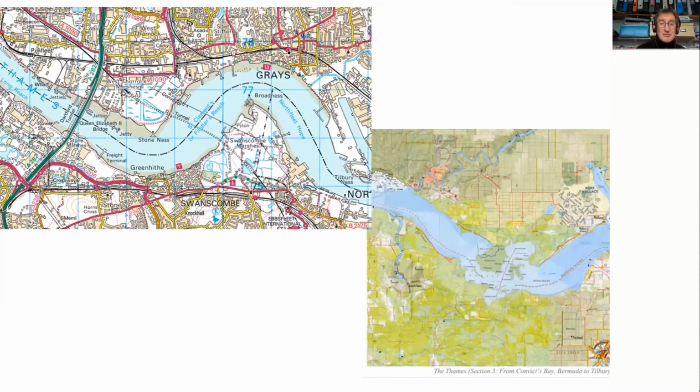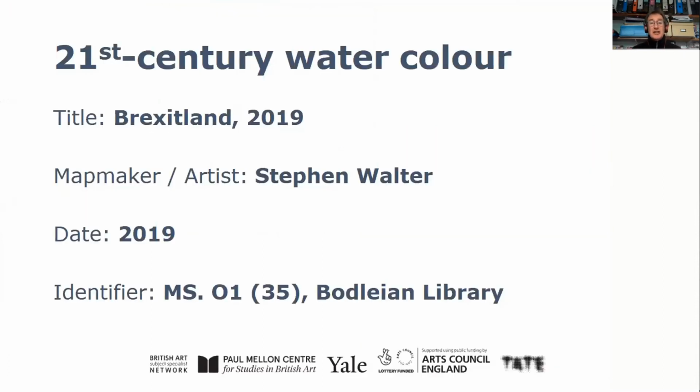So my final map is a watercolour. It's called Brexit Land 2019. It's by an artist called Stephen Walter. And we acquired this map at the Bodleian during our Talking Maps exhibition. It's a lovely story. One of the maps in the exhibition was due to be transferred to another exhibition in Singapore.